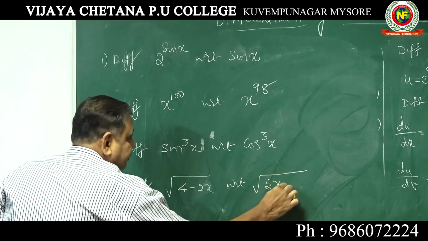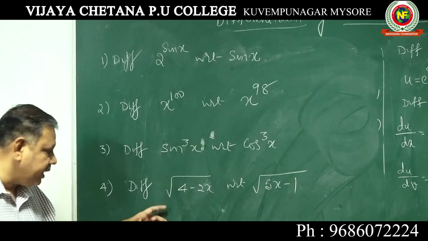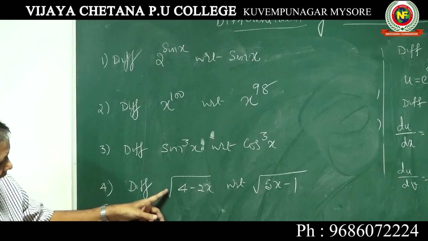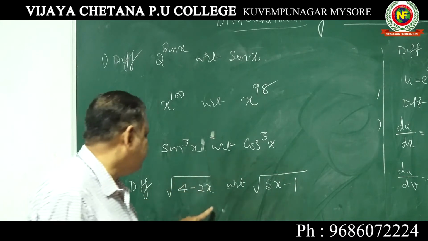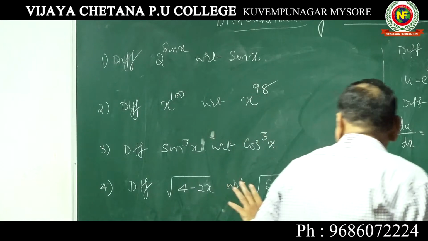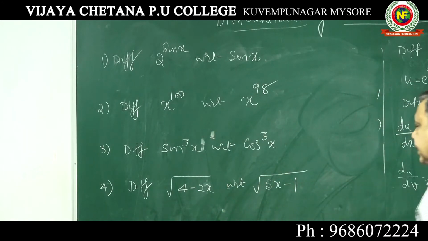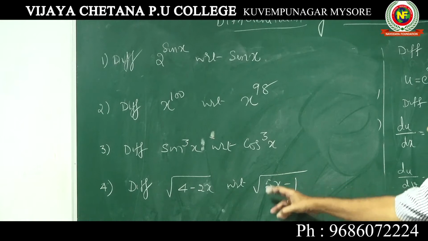Here, when you take du by dx, it is 1 by 2 root of 4 minus 2x into the differential coefficient of 4 minus 2x. Similarly, 1 by 2 root of 5x minus 1 into d by dx of 5x minus 1.